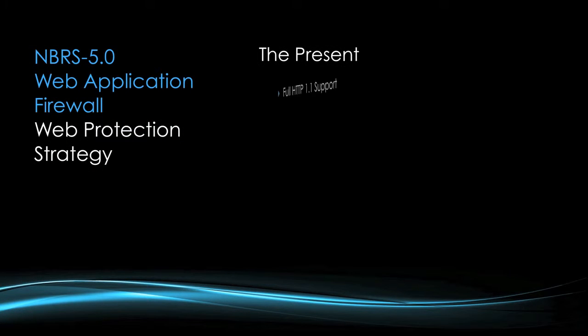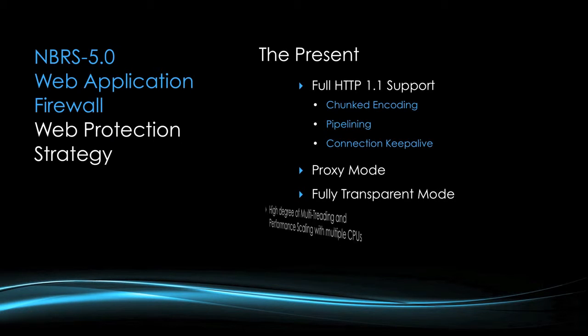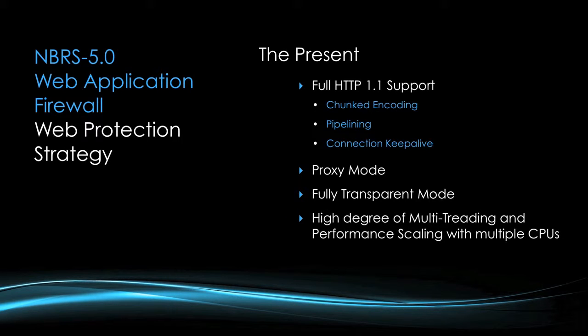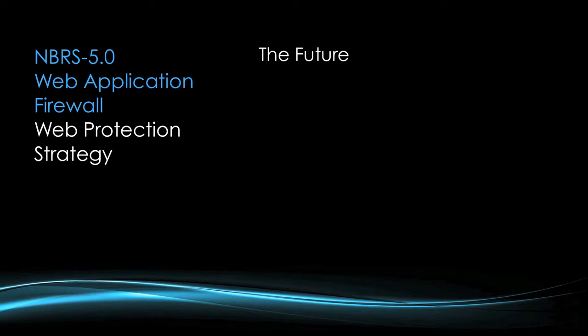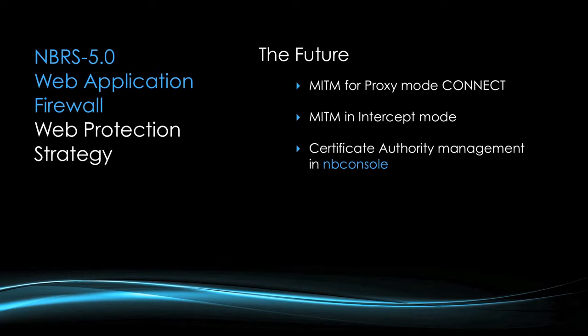Today we have full HTTP 1.1 support, which includes chunked encoding, pipelining, connection keep-alive, and other such things. We support proxy mode and transparent mode, and we have a high degree of multi-threading and performance scaling with multiple CPUs. Soon we will be launching man-in-the-middle support for proxy mode connect and intercept mode, and certificate authority management within MB Console, as well as compression proxying and encryption proxying.